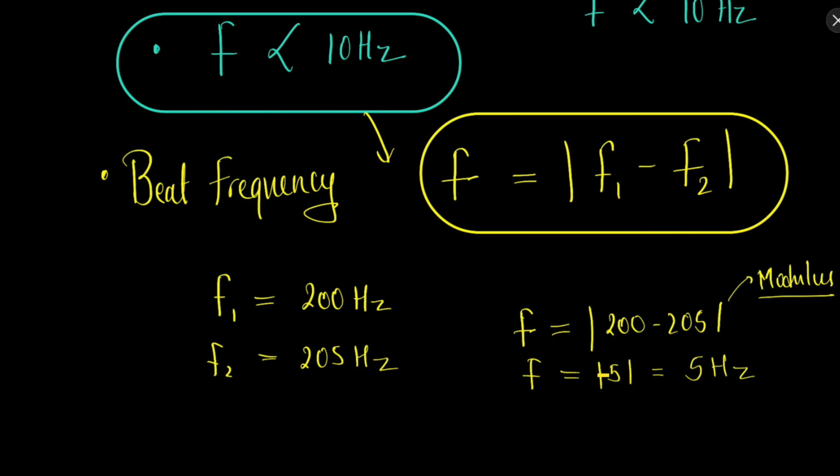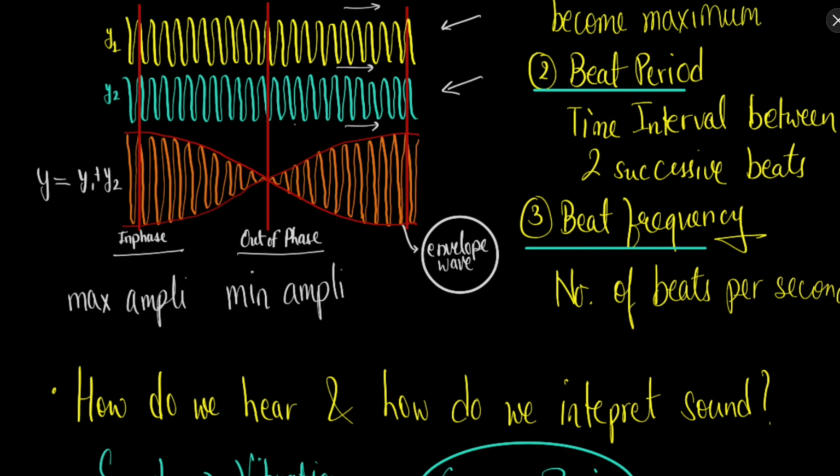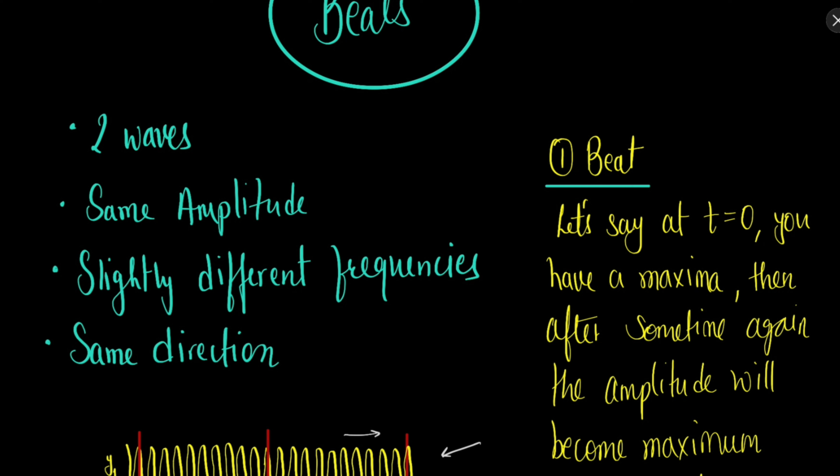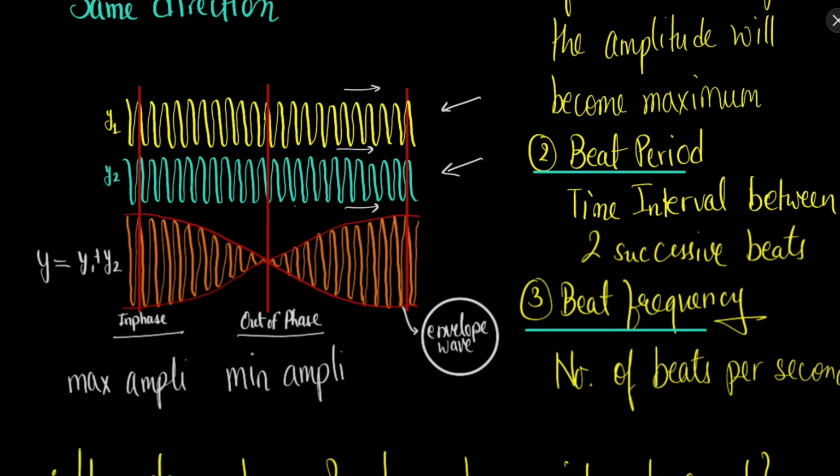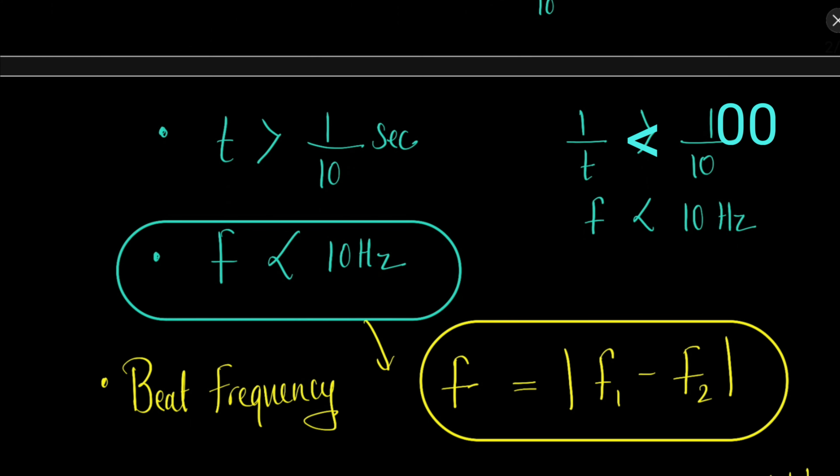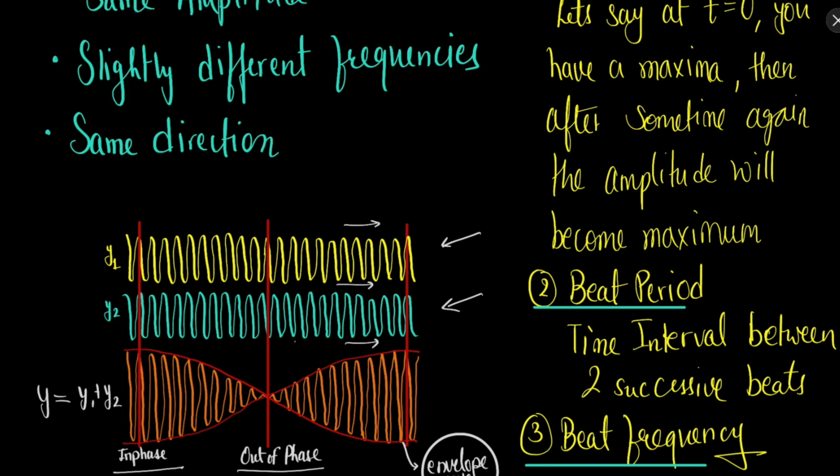Now we can easily derive this phenomenon, and we will do that in the next lecture. For now, what we need to remember is that beats are the superposition of waves having similar amplitude but slightly different frequency. Now why slightly different? Because the time period for our brain to interpret this signal is 1/10 of a second. So we require the frequency difference to be less than 10 Hz. So the difference in the frequencies must be less than 10 Hz.